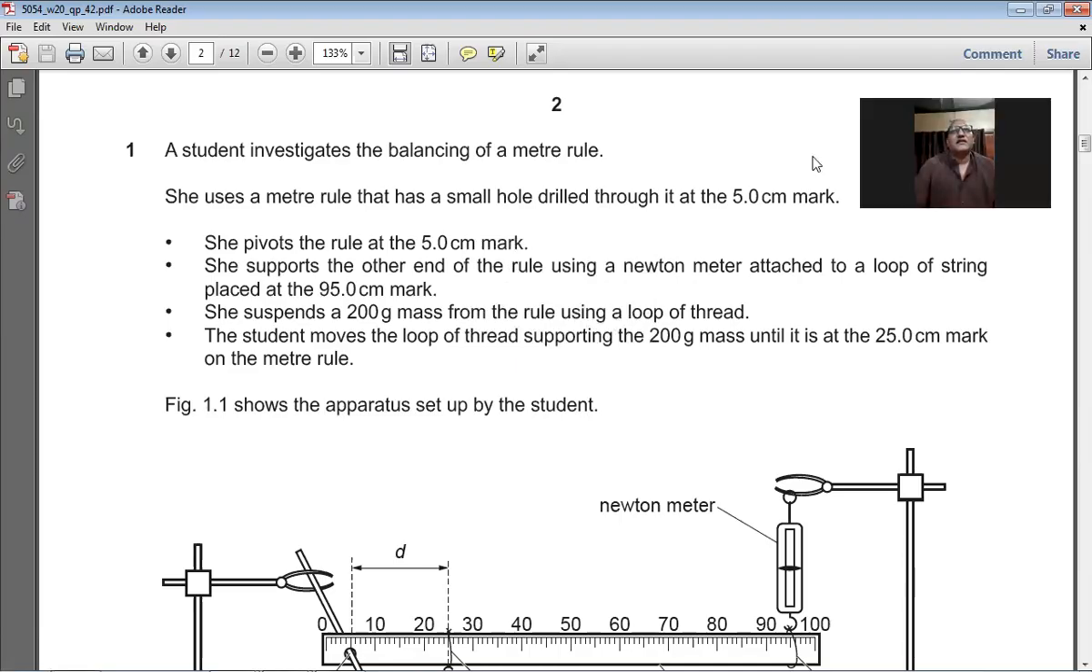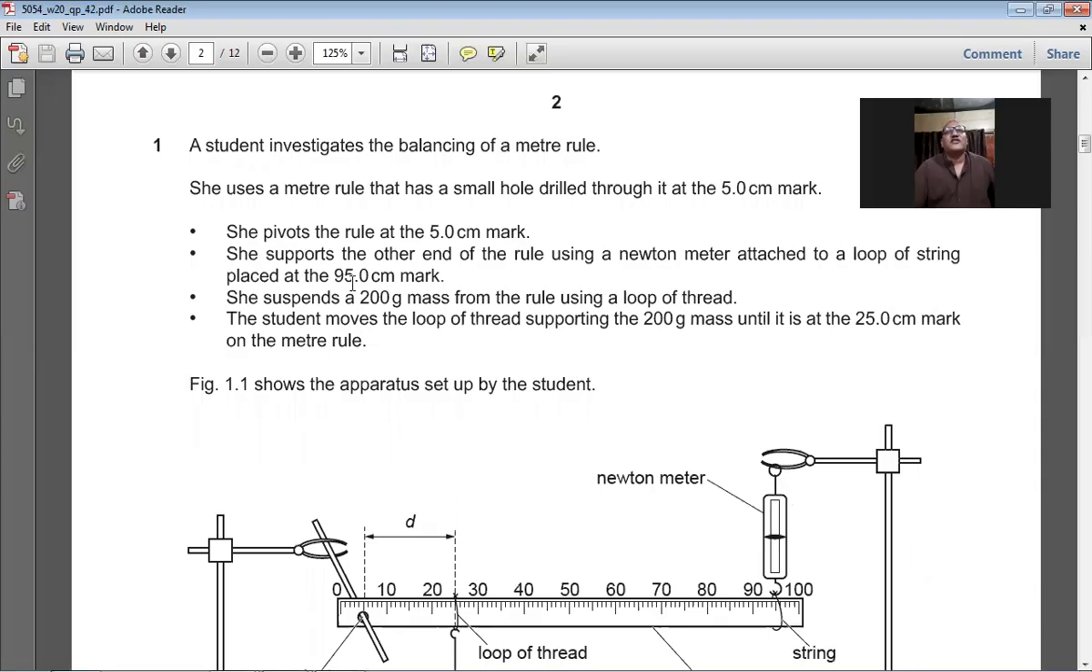He says, a student investigates the balancing of a meter rule. She uses a meter rule that has a small hole drilled through it at the 5 centimeter mark. She pivots the rule at the 5 centimeter mark. She supports the other end of the meter rule using a Newton meter attached to a loop of string placed at the 95 centimeter mark. She suspends a 200-gram mass from the rule using a loop of thread. The student moves the loop of thread supporting the 200-gram mass until it is at the 25 centimeter mark on the meter rule. Figure 9.1 shows the setup.